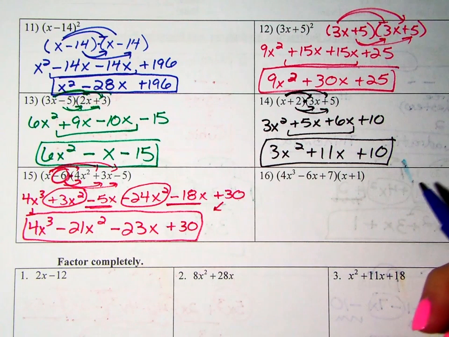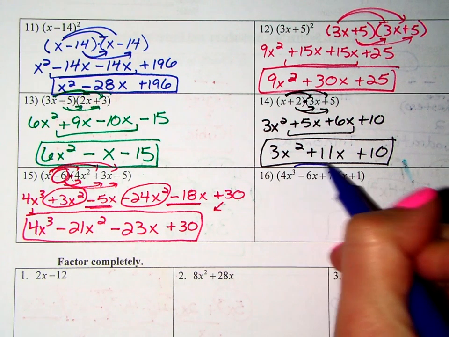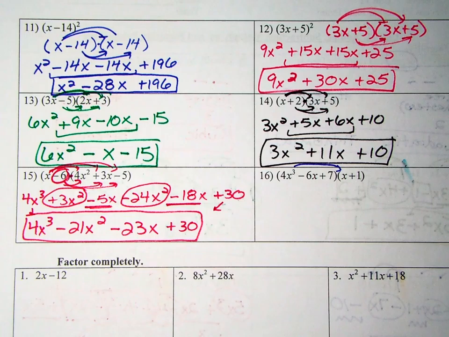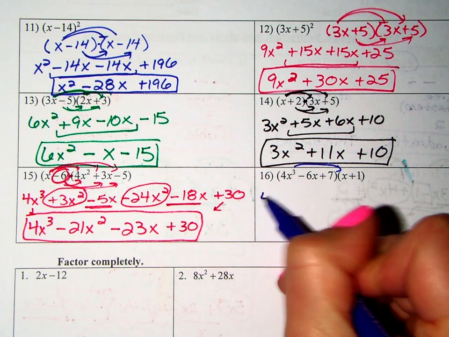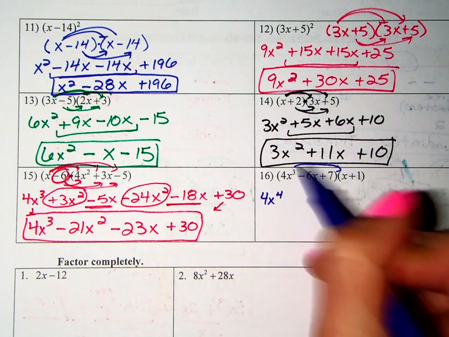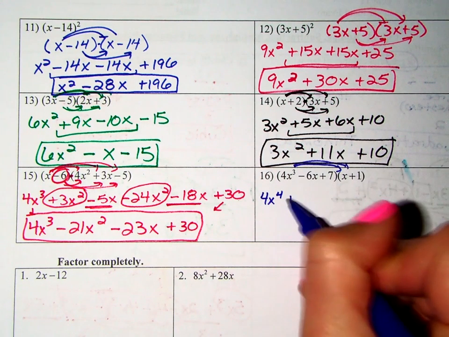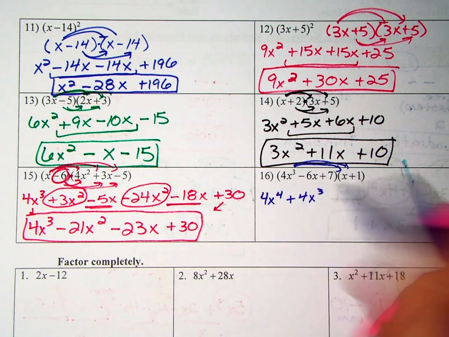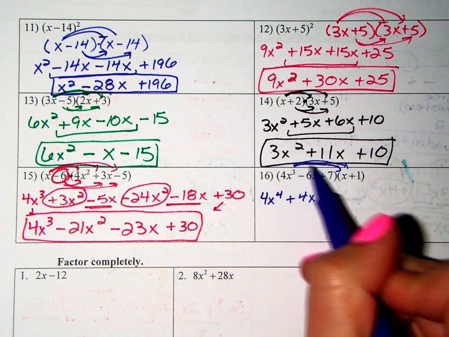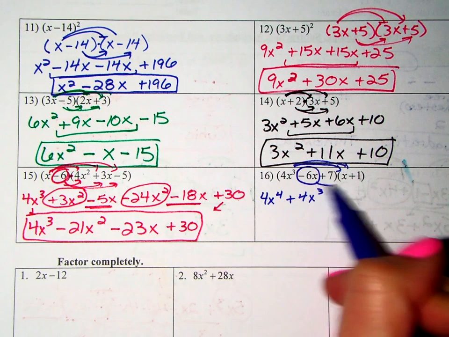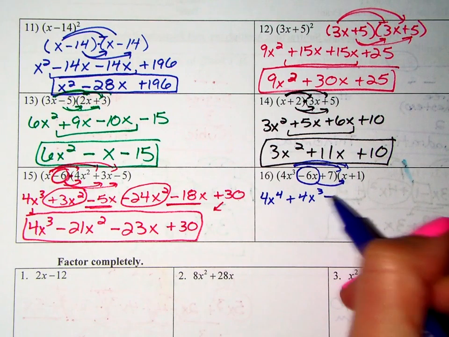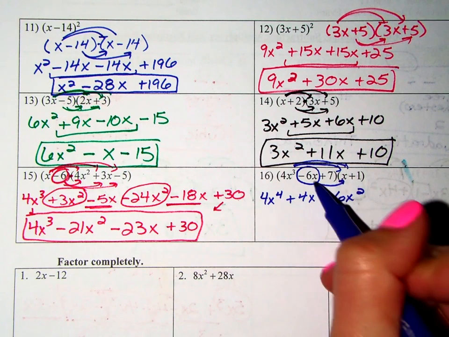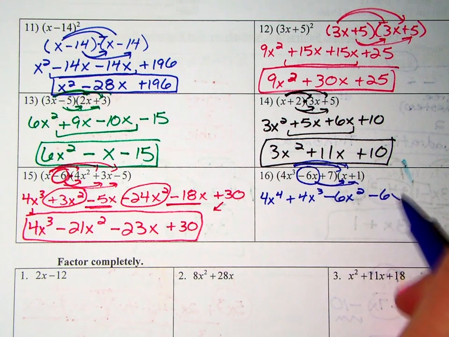Okay? 16 is really the same way, right? We're going to distribute the 4x cubed to the x, which would give me 4x to the 4th. 4x cubed times 1 is plus 4x cubed. There's nothing else to distribute that to, so now I'm going to distribute the negative 6x. So negative 6x times x is negative 6x squared. Negative 6x times 1 is negative 6x.